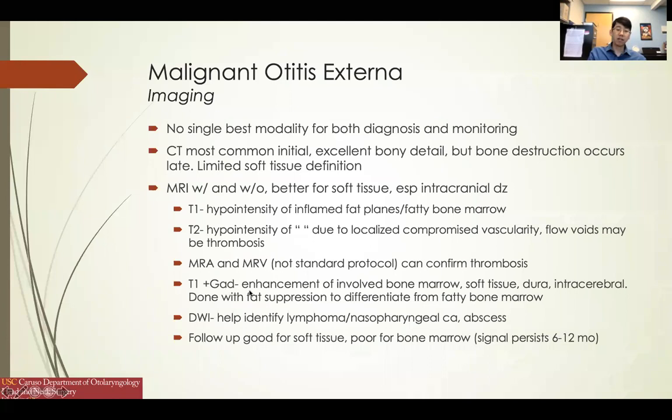So T1 with contrast gadolinium would be bright and light up involved fatty bone marrow, involved soft tissue, dura, intracranial tissue. And we want to ideally do that with fat suppression to differentiate it from just normal bright fat. Diffusion weighted imaging can be helpful to identify lymphoma, nasopharyngeal carcinoma, abscess, cholesteatoma. And MRIs are good for follow-up for soft tissue, but not good for bone marrow, because your bone marrow signal can persist for up to a year.